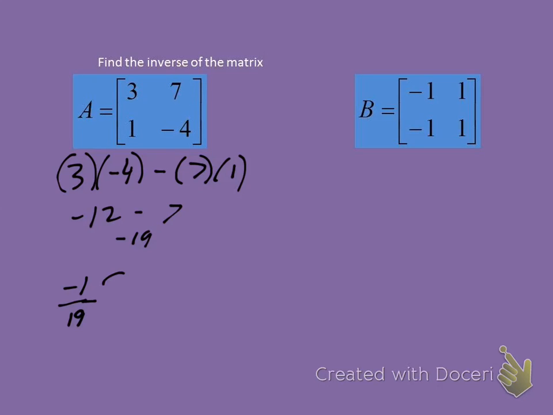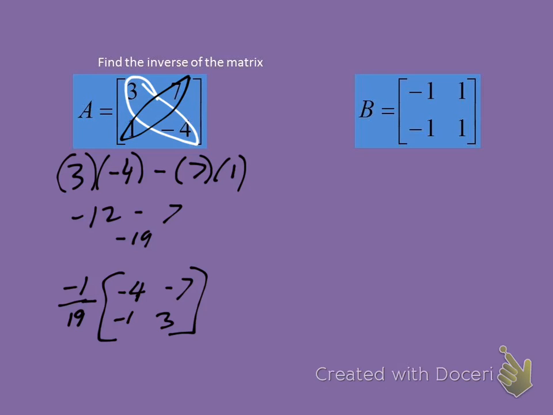All right. And then you do your switch. So we take the first two, just like you do your determinants. I would do it in that same order. You do those two first, and you switch their spots. So -4, +3, and then you take the other two. You change their signs. So -7, -1. And then multiply them all by -1/19.